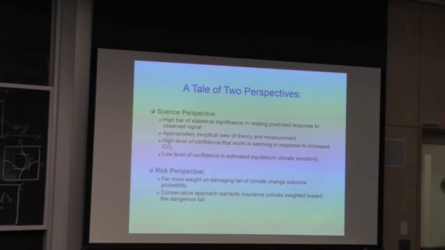To be conservative in this realm is almost the opposite of being conservative in the scientific realm. A conservative approach warrants insurance policies, if you want to think of that term broadly, weighted toward the dangerous tail. All right? This is what we all do when we buy insurance. You pay a lot more if you own a car for your car because of safety features like airbags that in all probability you will never need, I hope you never need, during the lifetime of the car, okay? We just look at it differently when we look at risk.